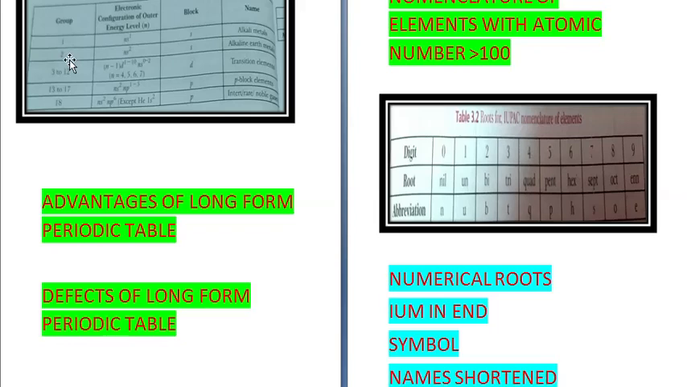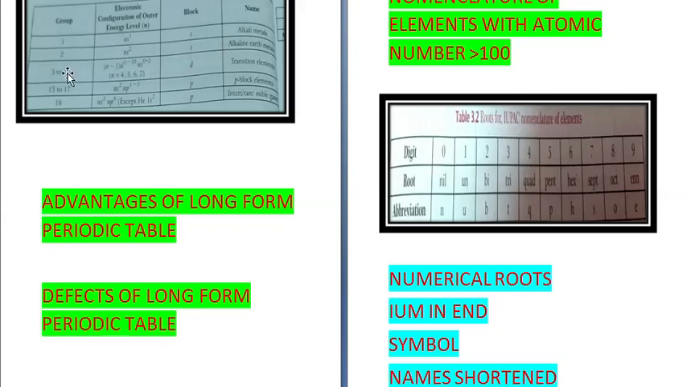In group 1, the electronic configuration of the outermost shell is ns1, and the block to which it belongs is the s block. The name of the elements is alkali metals. Group 2 electronic configuration will be ns2, the block will again be s block, and the name is alkaline earth metals.